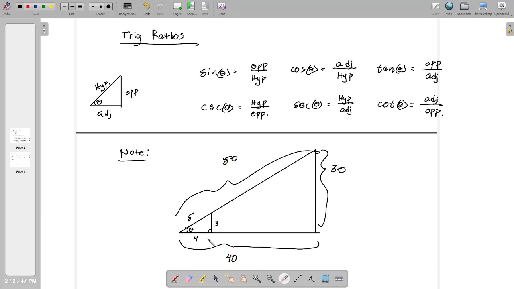Notice that the ratio is going to stay the same. The sine of theta will be 3 divided by 5 for this small triangle. Now, because the angle theta didn't change, the sine of theta for this bigger triangle should also be the same. So sine of theta is 3 over 5. And then if we talk about the bigger triangle, sine of theta is going to be 30 divided by 50, which reduces to 3 over 5. So it is actually the same. The ratio doesn't change as long as the angle doesn't change.